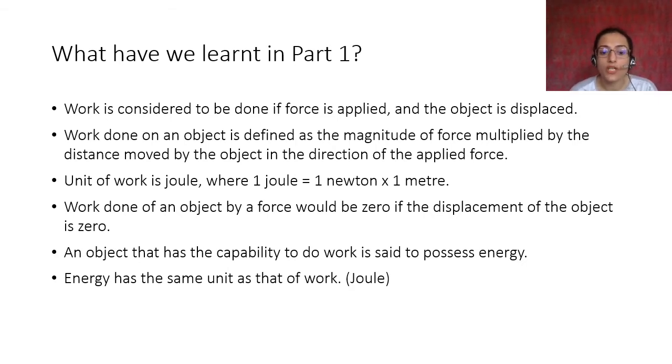Work done on an object by a force would be 0 if the displacement of the object is 0, or if the displacement has some value but the force applied is 0, then again work done is 0. An object that has the capability or the capacity to do work is said to possess energy. Energy has the same unit as that of work, that is joule. Sometimes it is also kilojoule, okay, which is 1000 joule.